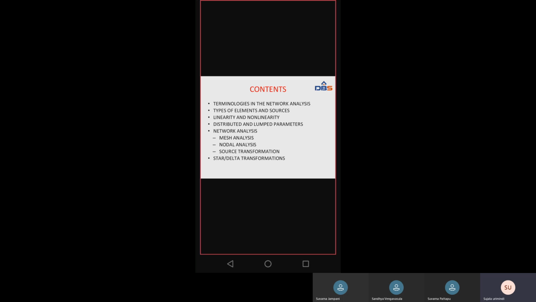And coming to the next topic, that is network analysis. Under network analysis, when you have to find the network in different forms, there is mesh analysis or nodal analysis, and there are star delta transformation and source transformation techniques. Mesh analysis is also called KVL, and nodal analysis KCL. These are some of the contents in your first unit.